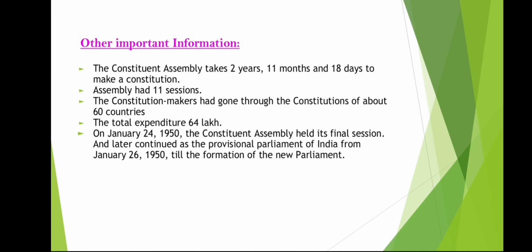There is some other important information about the Constituent Assembly. The Constituent Assembly took 2 years, 11 months and 18 days to make the constitution, and it had a total of 11 sessions, and the constitution makers studied the constitutions of about 60 countries. Total expenditure was 64 lakhs, and on 24th January 1950 it held its final session, and later it worked as a provisional parliament.